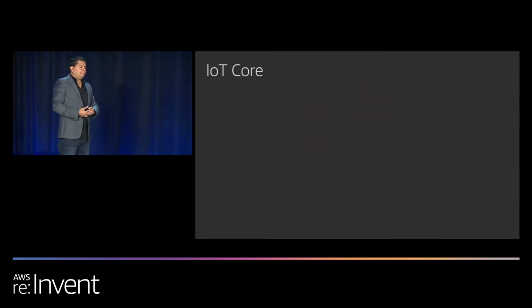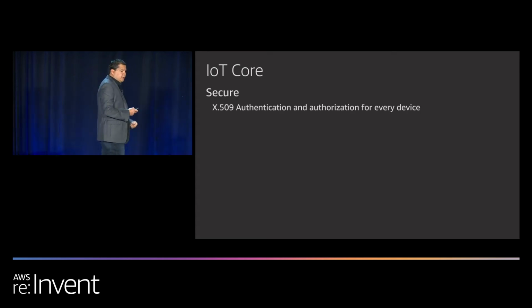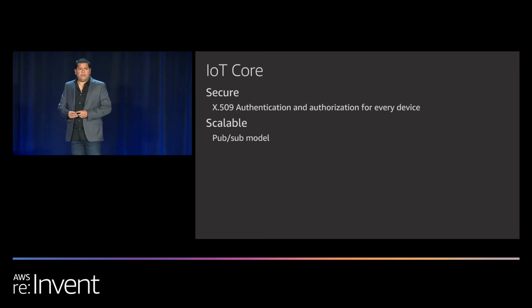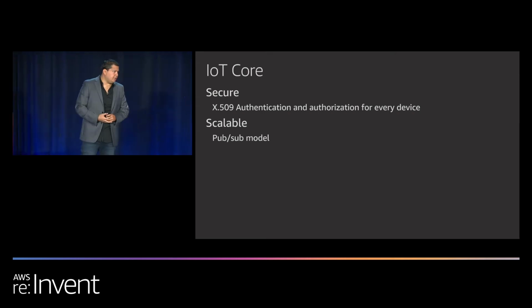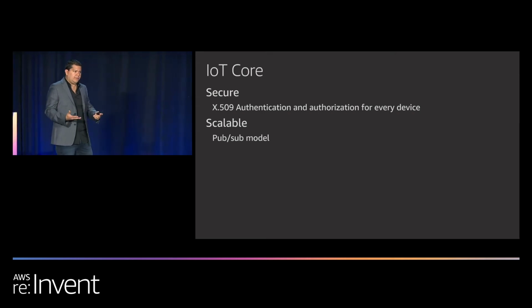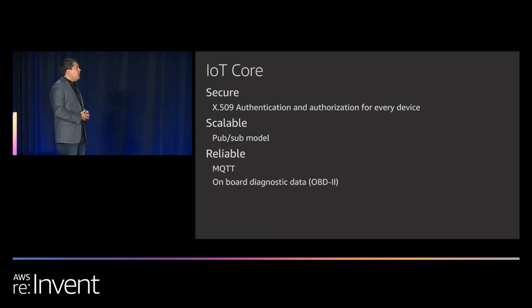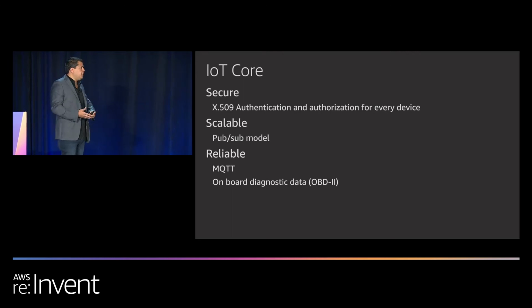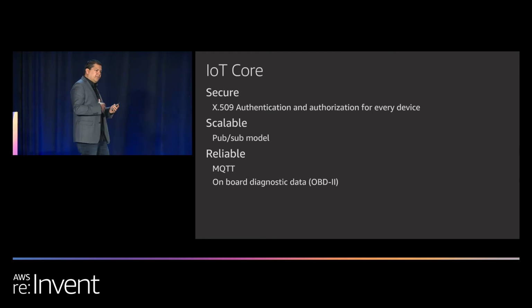IoT Core is the service that allows communication with things. So to communicate these things with the cloud, we need a managed service like IoT Core. It's scalable because it uses a publisher-subscriber model. It can handle trillions of messages, and it's designed to be really reliable. Yeah, it uses MQTT and HTTP. This is good because MQTT is a protocol designed to be used where communication could fail.